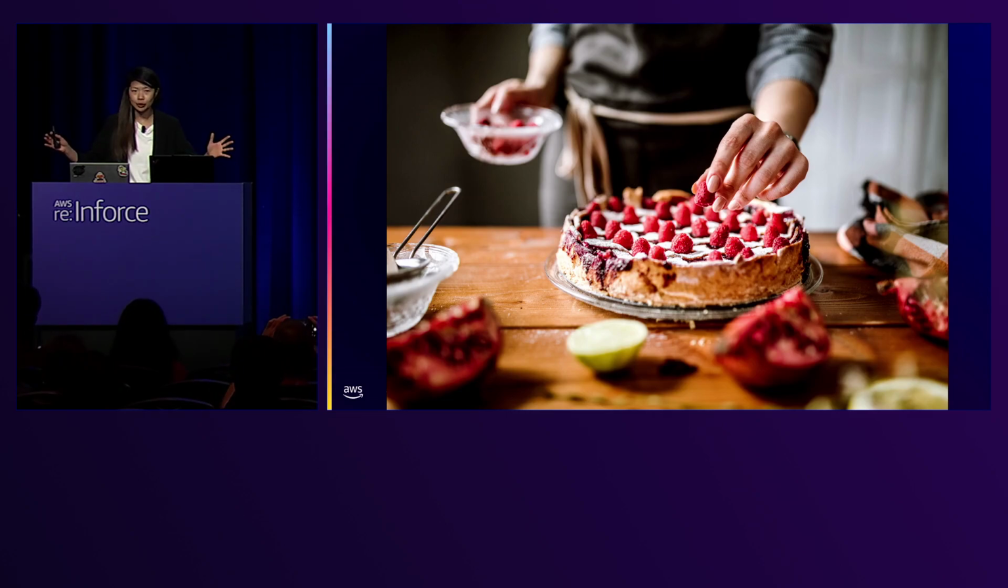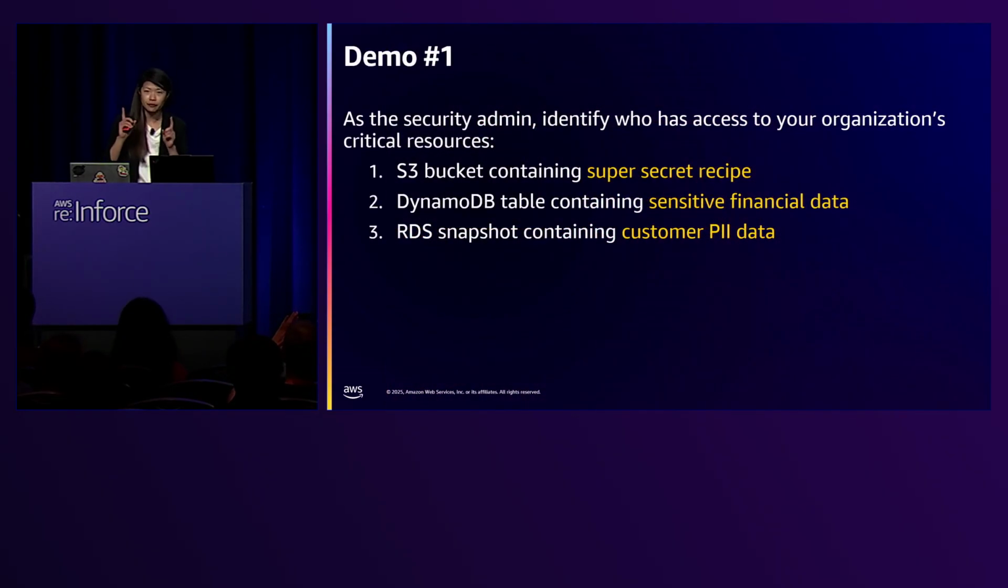But we're a boutique cake shop, don't have a lot of people, but for sure we've got some crown jewels in our AWS environment. And for the first demo, my CISO has asked me to understand and inventory who has access to our organization's crown jewels, our super critical resources. And there's 3 in particular.